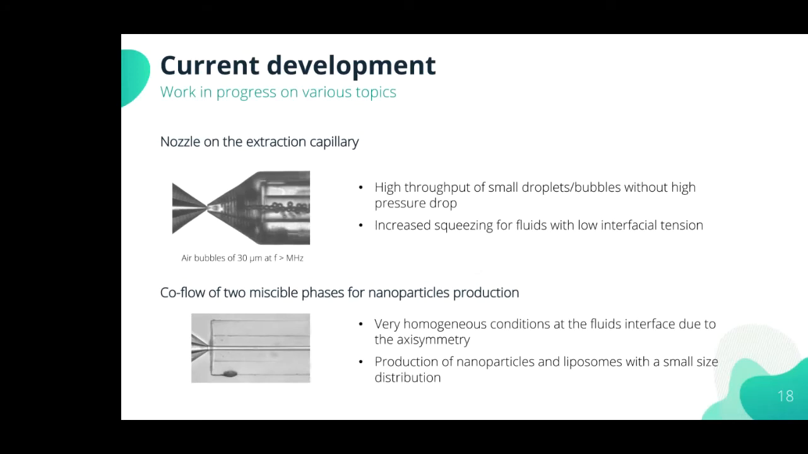Now, first, it allows us to produce smaller droplets, or bubbles in the case of this image, without increasing the pressure drop because the diameter of the extraction capillary is not changed outside of the junction. And secondly, it allows us to generate droplets of a couple of fluids with low interfacial tension, typically partially miscible fluids.